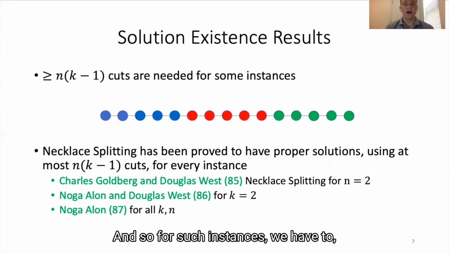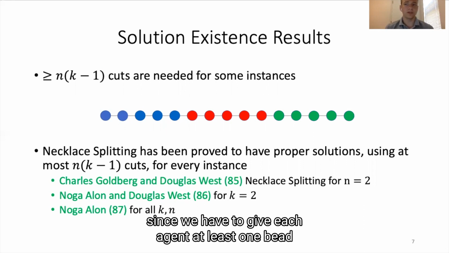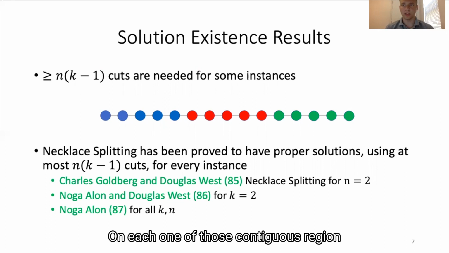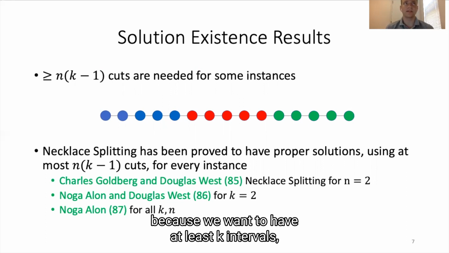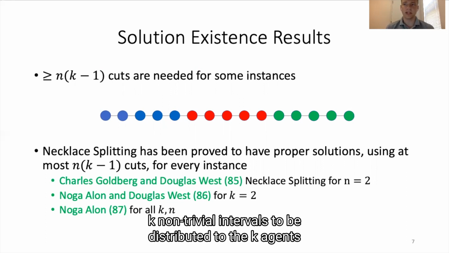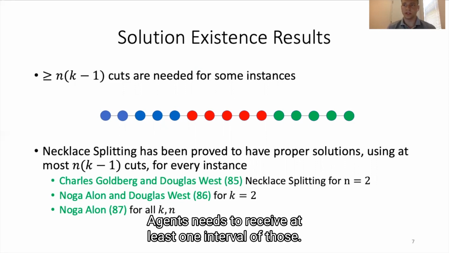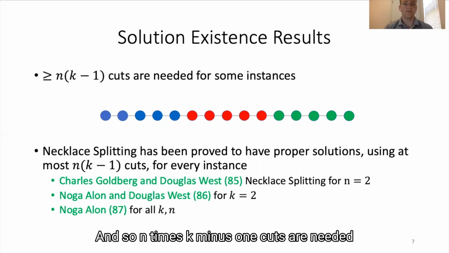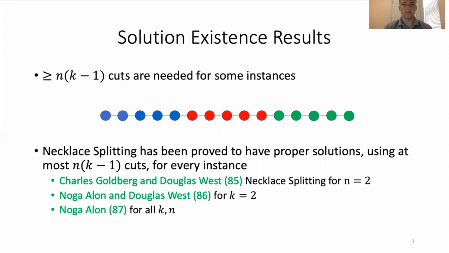then for such instances, since we have to give each agent at least 1 bead of each color, we would have to make at least k minus 1 cuts on each one of those contiguous regions, because we want to have at least k non-trivial intervals to be distributed to the k agents. Each agent needs to receive at least 1 of those intervals. And so n times k minus 1 cuts are needed in some instances.